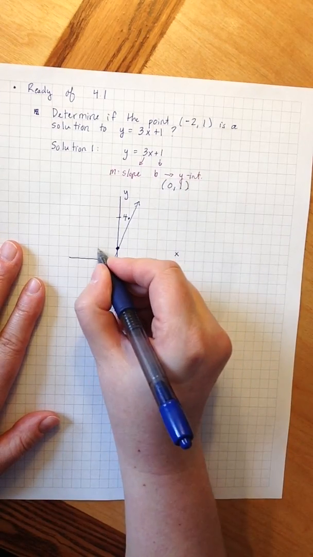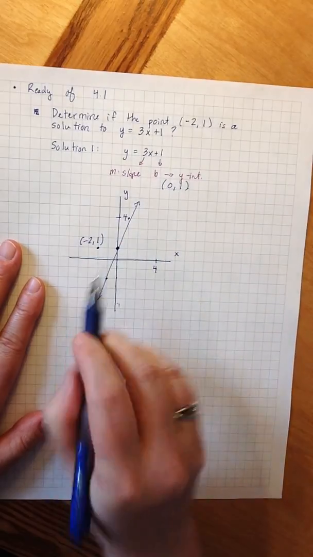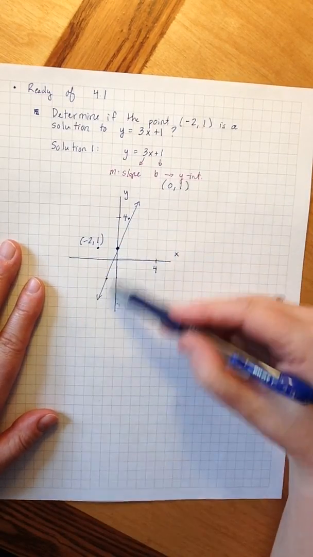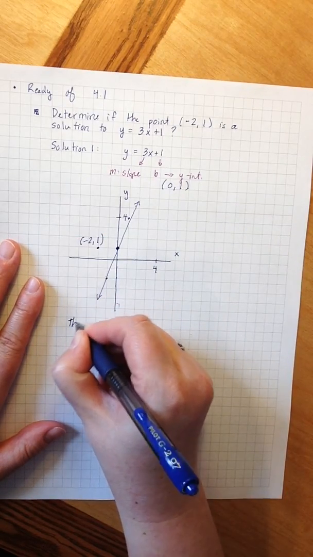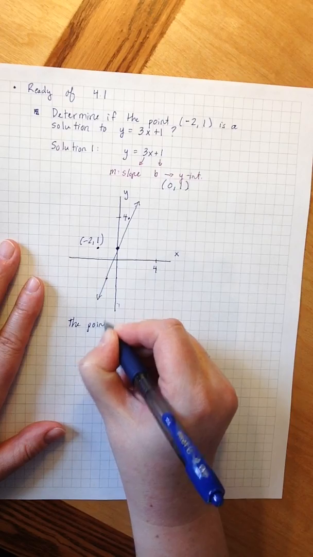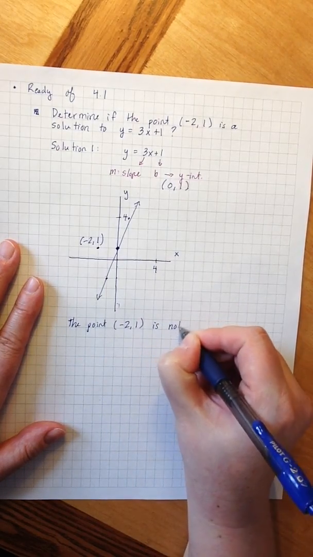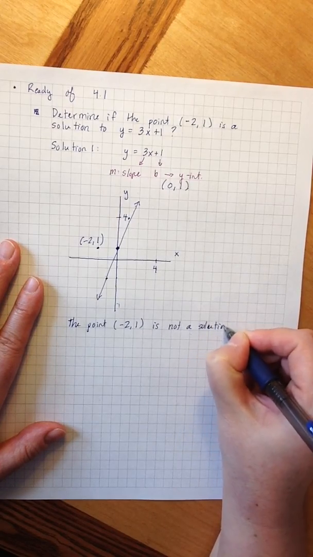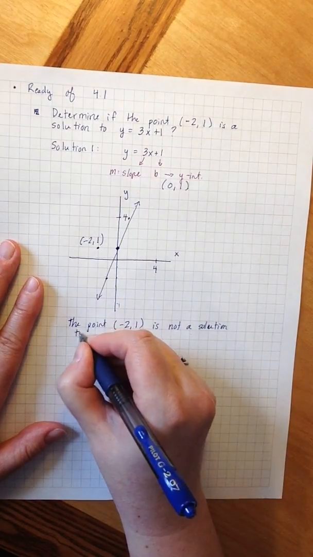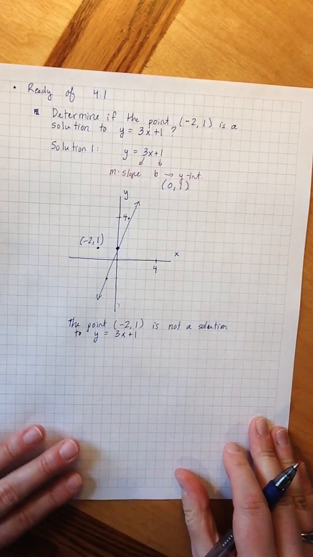So -2, 1. We can see that the point -2, 1 is not on this line. So therefore, the point -2, 1 is not a solution to y equals 3x plus 1.